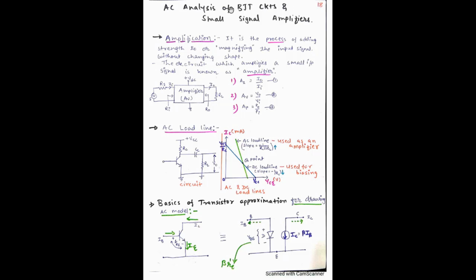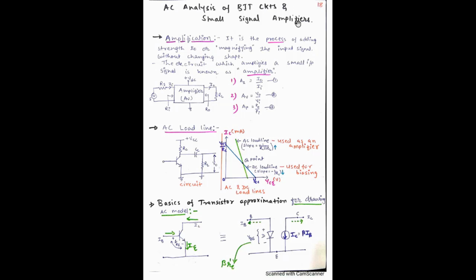Today we will start the chapter AC analysis of BJT circuits and small signal amplifiers of the basic electronics subject. Now dear students, what is BJT? We have already studied the bipolar junction transistor. We know the applications of the bipolar junction transistor. Which are the applications of a transistor? Transistor used as a switch and transistor used as an amplifier.